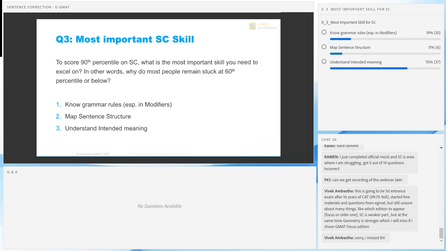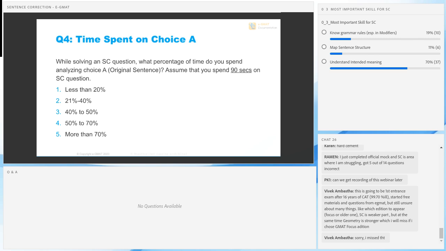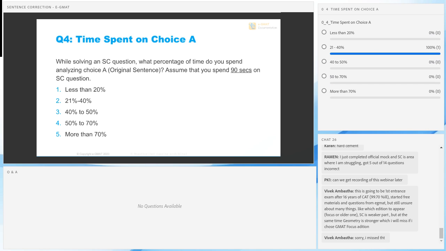The main reason is something we are going to uncover throughout the session, but we are going to get to it as we get the results of this poll. So tell me, time spent on choice A: what percentage of your time do you spend reading the original sentence before you move to the answer choices?